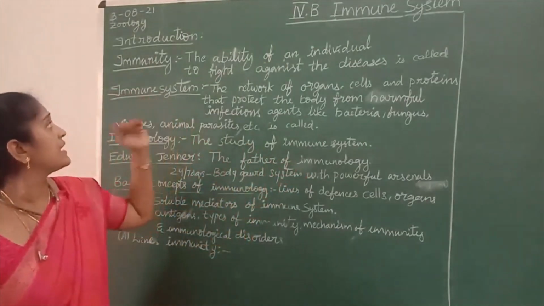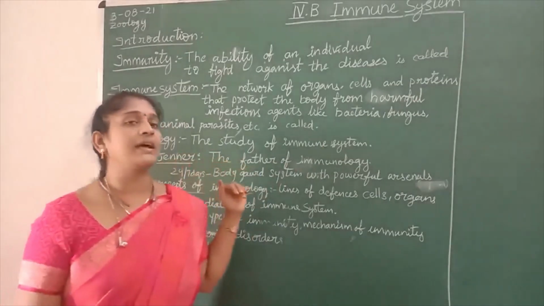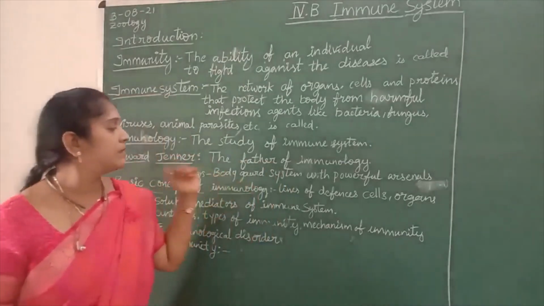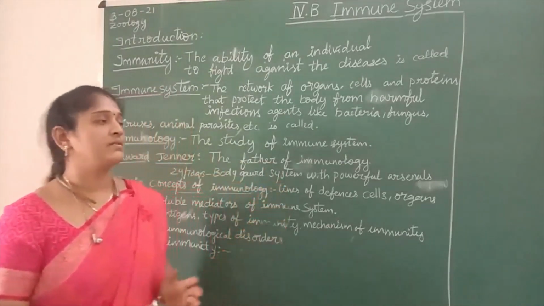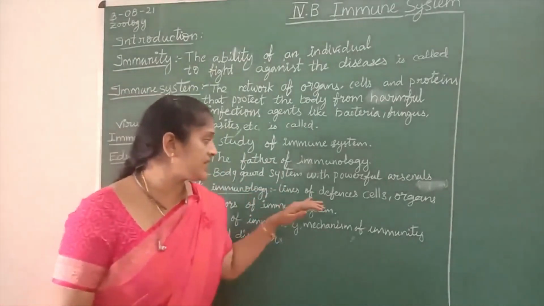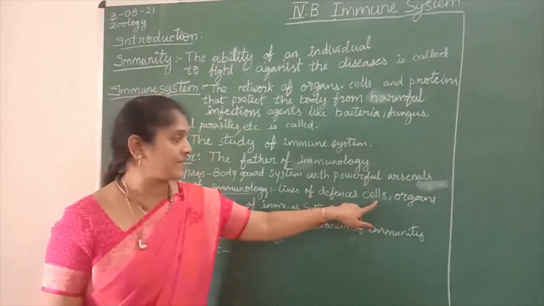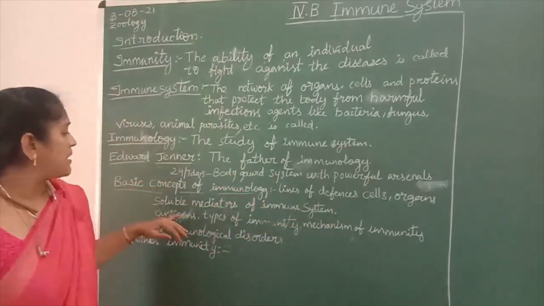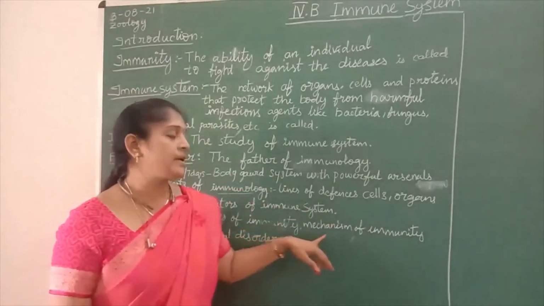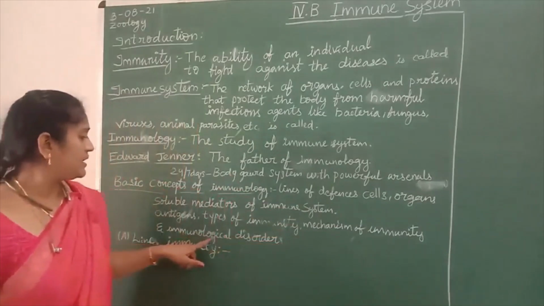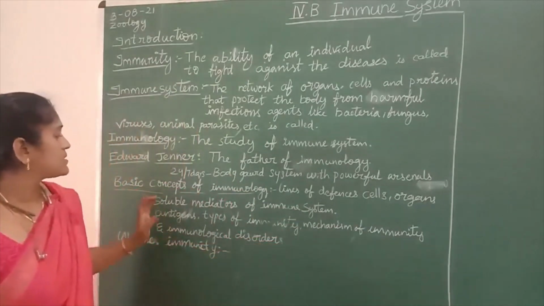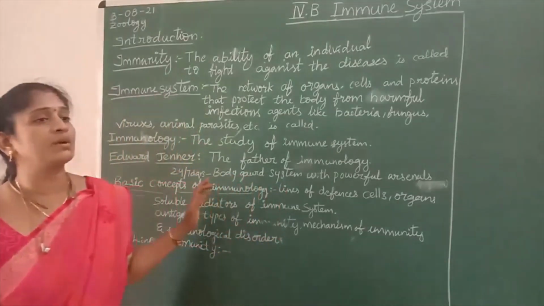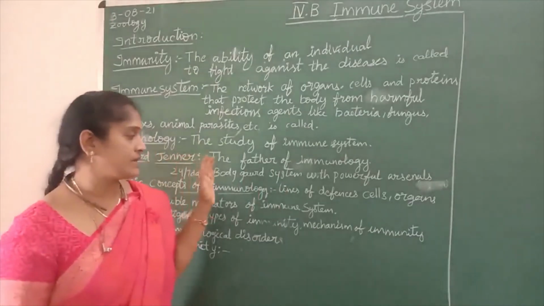So in this lesson, first of all we have to know the basic concepts of immunity. What are the basic concepts of immunology? Five or six basic concepts are there. First one is lines of defenses, cells, organs, and soluble mediators of the immune system. Then antigens, types of immunity, mechanism of immunity, and immunological disorders. So there are so many basic concepts in immunology. First of all, you have to know them.